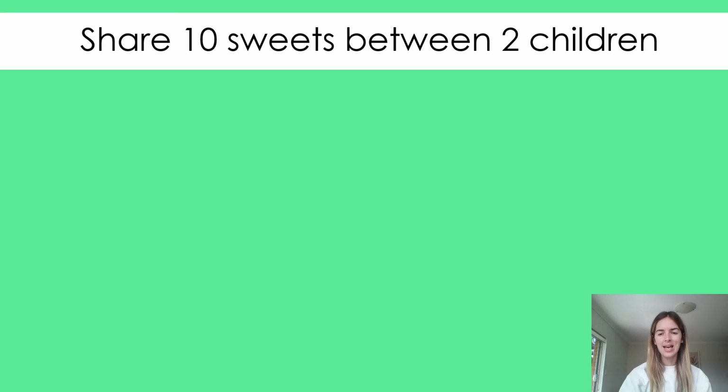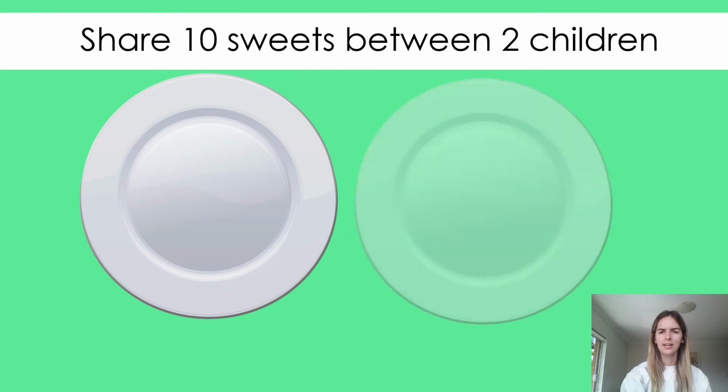Okay, now we need to share 10 sweets between 2 children. And what's my first step? That's correct. I need to have my 2 plates. So 1, 2, and that represents my 2 children.